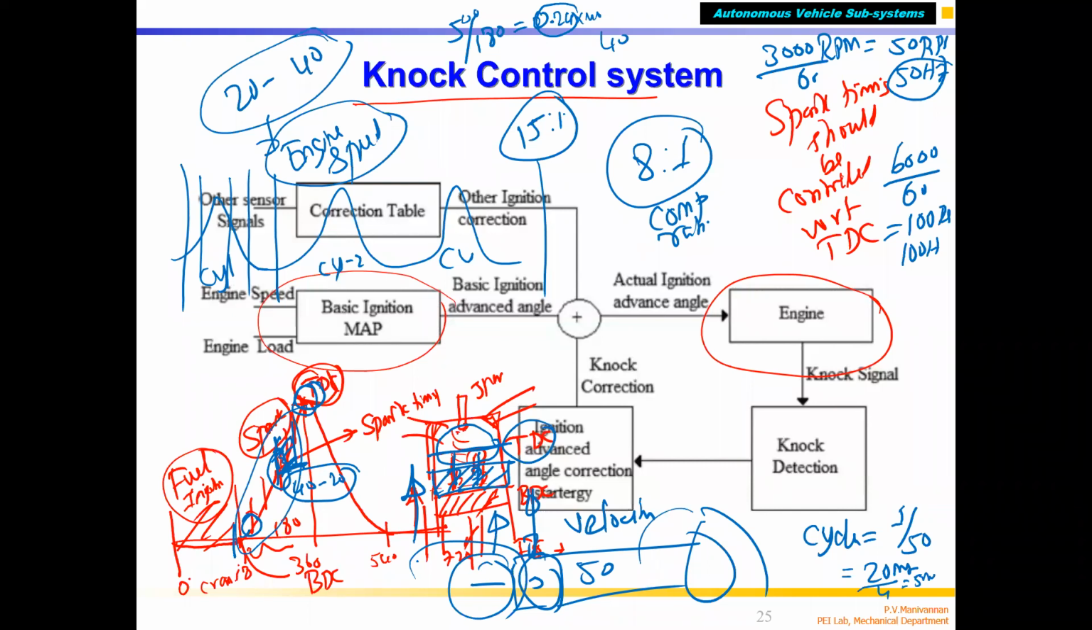Because I told you, the air fuel mixture will not burn instantaneously, correct? So the fuel starts burning. Now what I was saying is, I give a spark here, and the flame starts propagating. For the air fuel mixture to burn, it needs some amount of time. We call it the combustion duration.